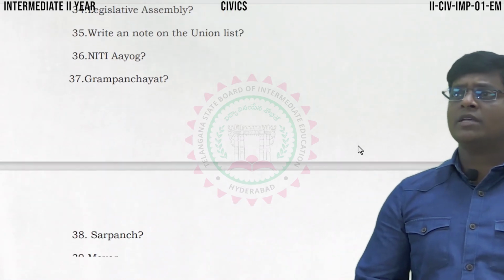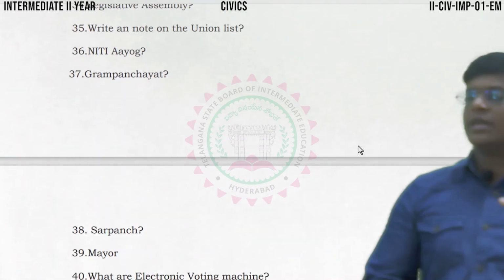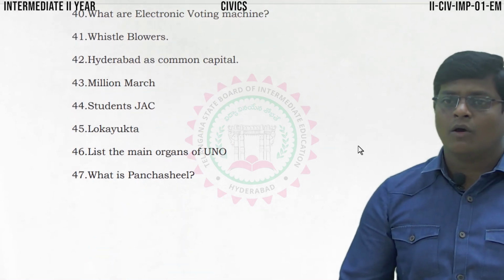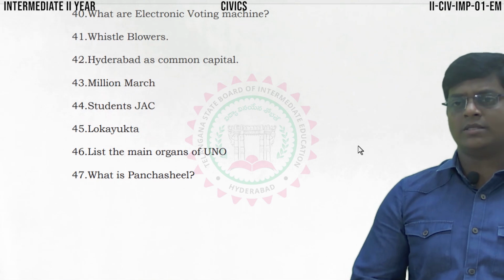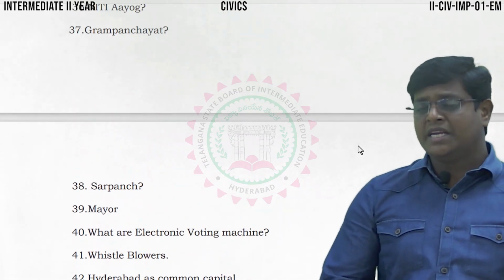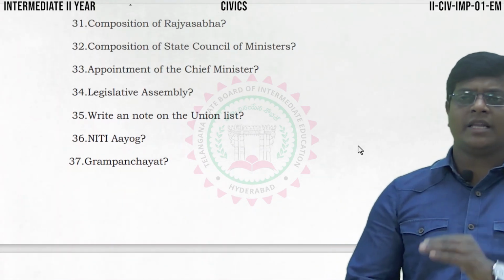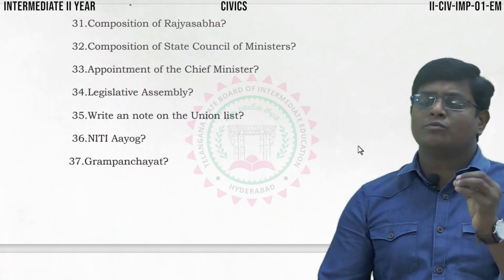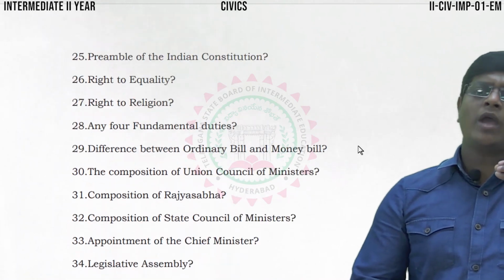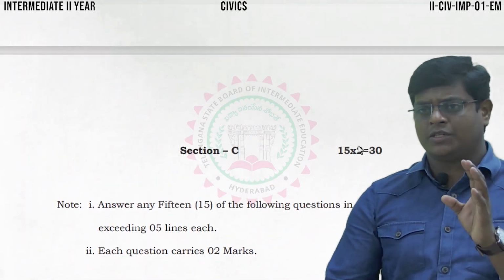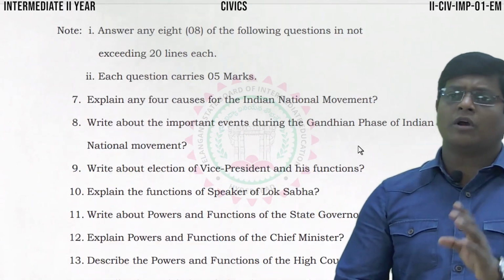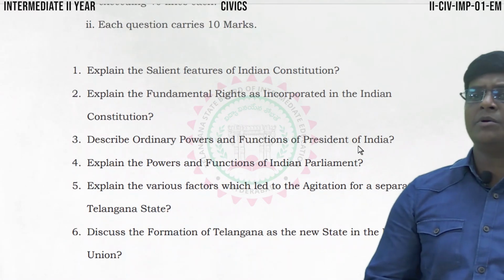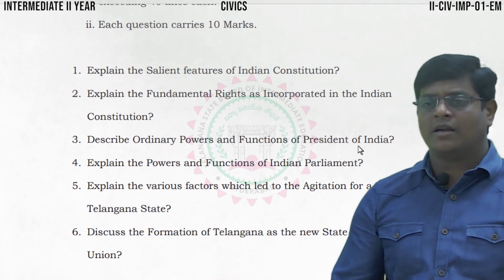Actually, the previous question paper contained 37 questions, but this time our question paper contains 47 questions. That indicates the choices are increased. If choices are increased, then the freedom automatically increases. So you have to choose whatever you wish. Due to Corona, this time the Board of Intermediate gave flexibility in selecting the answers.